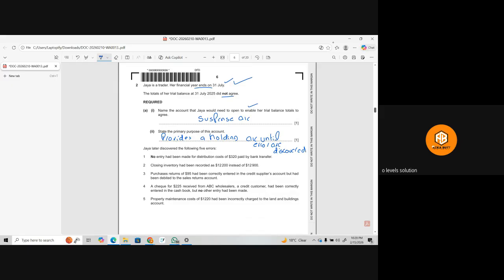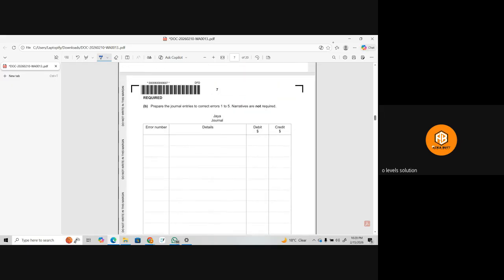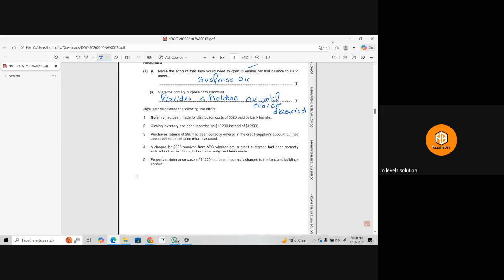Then we have the errors, and now we have to rectify these. So first of all, the first error is no entry had been made for distribution cost for $320. So this is the error of omission. If we did not record it, now we will record it. Distribution cost is part of our expense, so we will be debiting the distribution cost with the $320. And since you have paid through bank transfer, the bank will be credited with the $320.